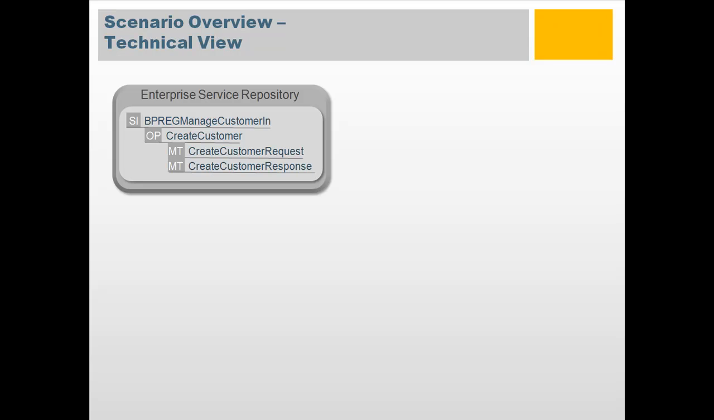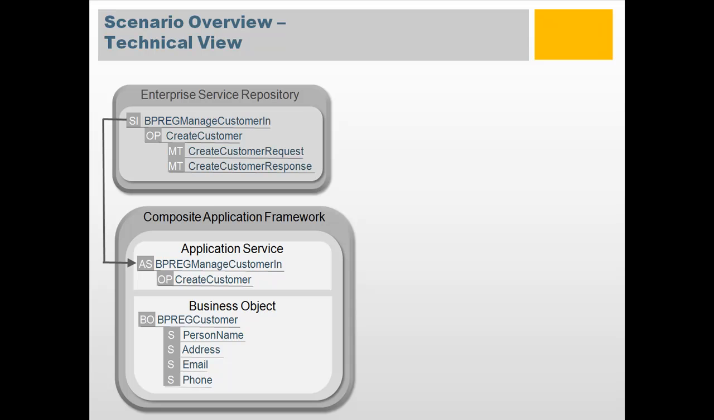Now let's have a look at the technical side of this scenario. As said, we will use the enterprise services repository, the composite application framework and the SAP Netweaver BPM. First off, we'll start by defining our own enterprise service in the enterprise services repository. This service will manage the customer data. After that, we will import this definition in the composite application framework, where we will really implement the functionality. We will expose this functionality as a web service published in the service registry.